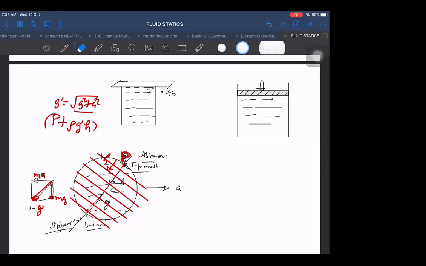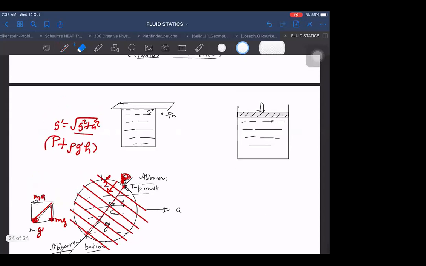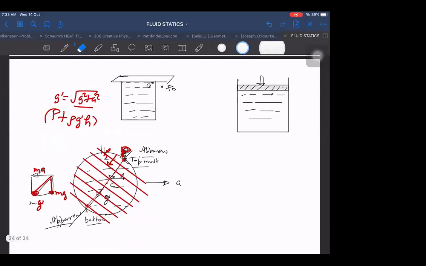Right. So what is the pressure in a closed container? We don't know. But will the pressure increase in a closed container also as we go in the direction of apparent gravity? Yes. In the closed container also, pressure will increase in the direction of apparent gravity. But that is if the container is containing liquid, not just gas.